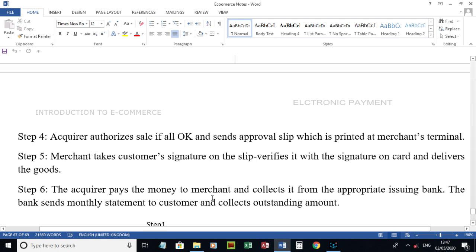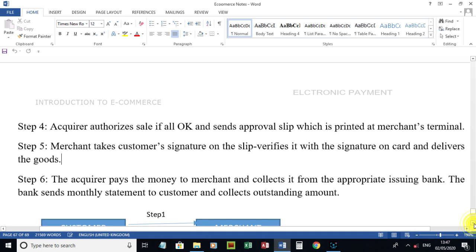Step 6: the acquirer pays the money to the merchant and collects it from the appropriate issuing bank. The bank sends a monthly statement to the customer and collects the outstanding amount, if any.